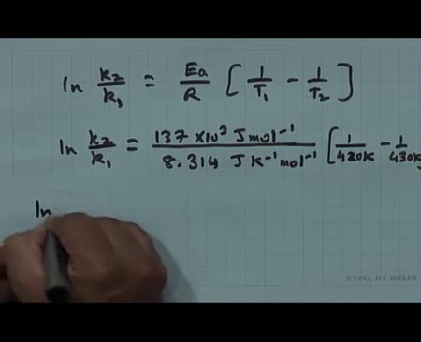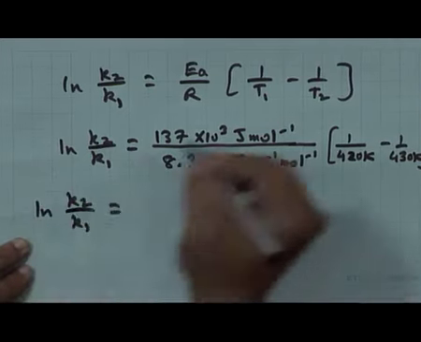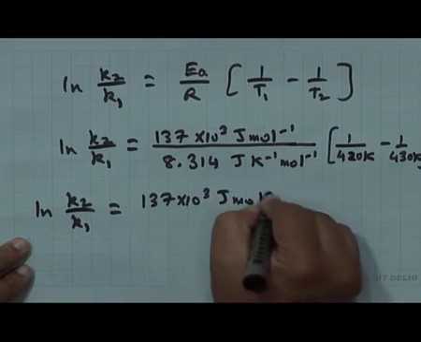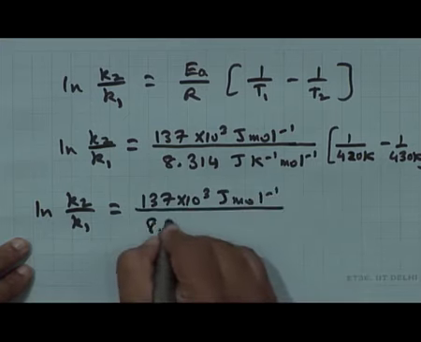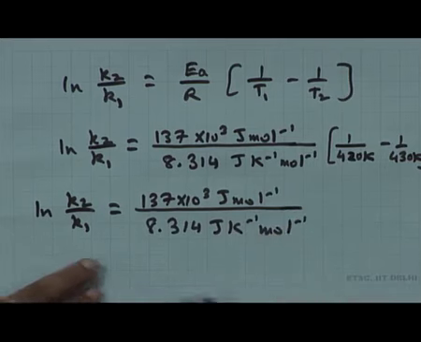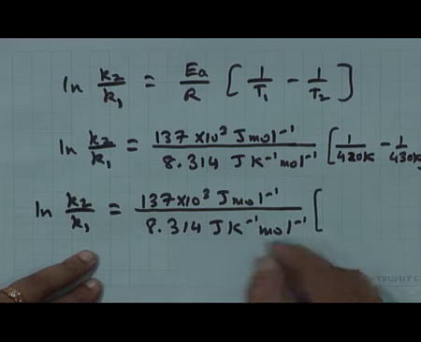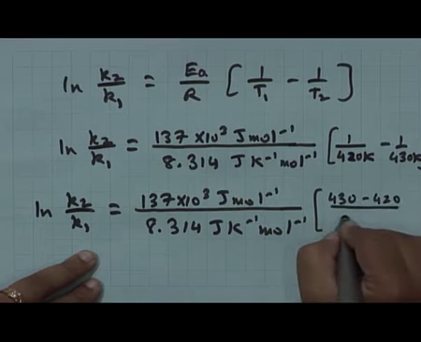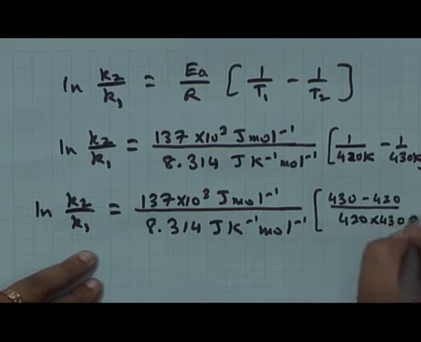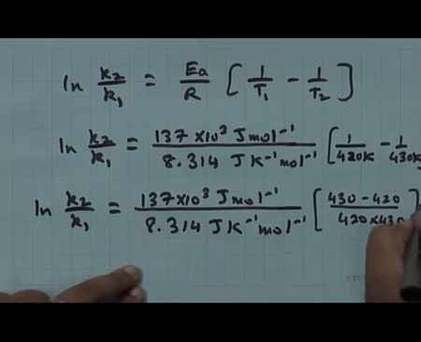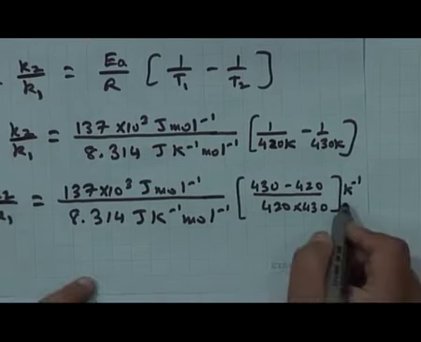Then natural log of K2 over K1, I rewrite as 137 times 10 to the power 3 joule per mole, divided by 8.314 joule per Kelvin per mole, then within brackets I write 430 minus 420 over 420 times 430, and the unit for this one is Kelvin inverse.